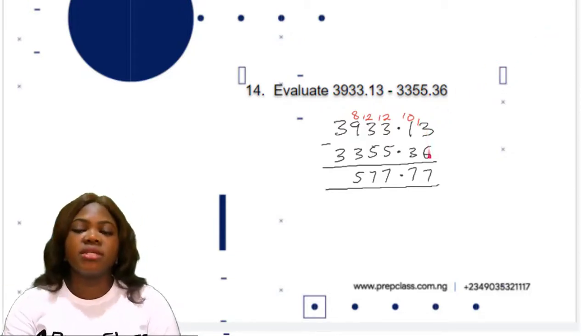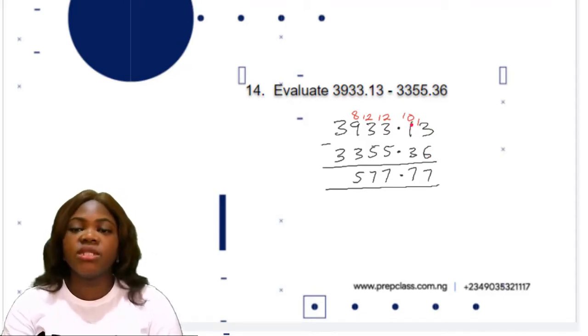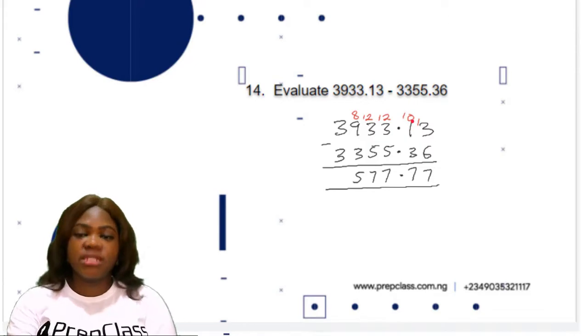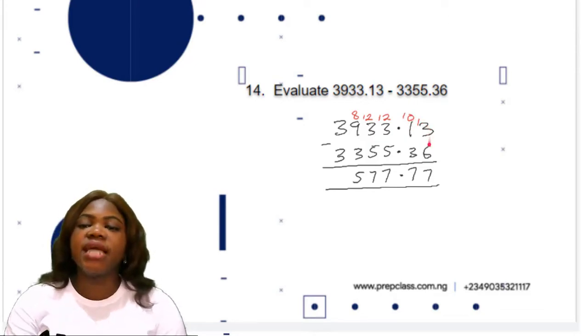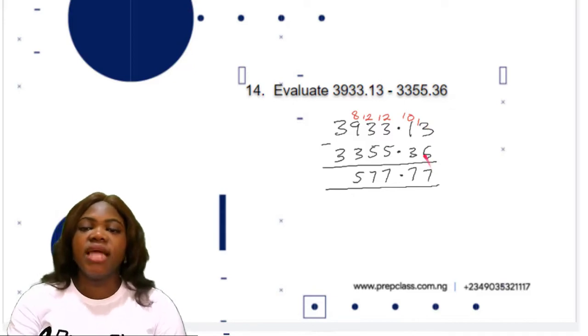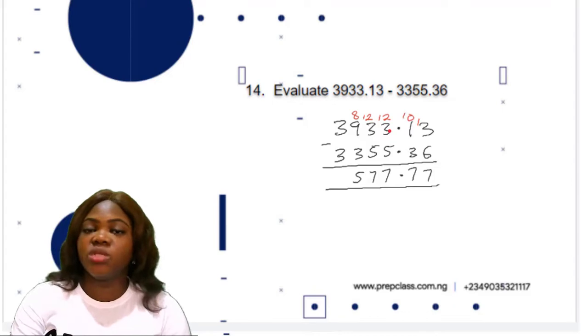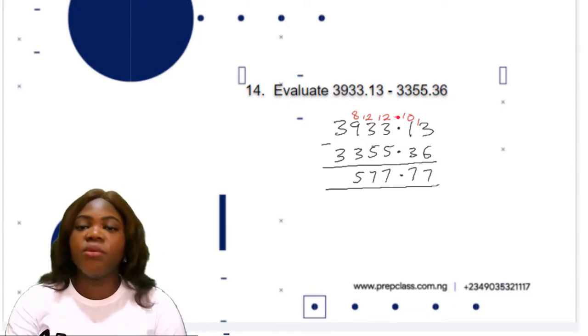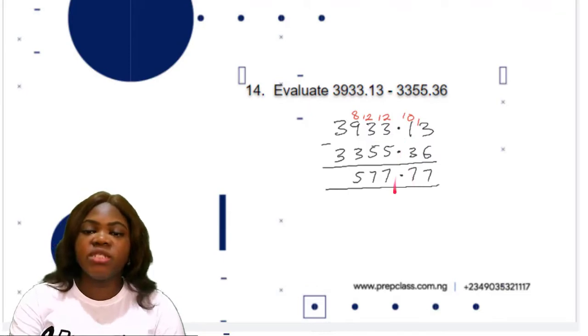So 3 minus 6 is not possible. So we have to get 1 from the next digit, which is 1. So 1 minus 1 is 0. So this remains 0 now. We put the 1 here, it becomes 13. 13 minus 6 is 7. Then 0 minus 3 is not possible. So we get 1 from the next digit, which is 3, and it remains 2. Then we put the 1 here, it becomes 10. 10 minus 3 is 7. Then drop the decimal point.